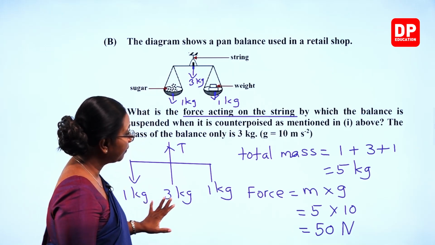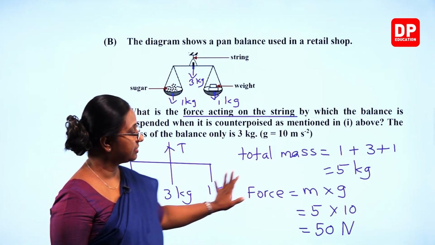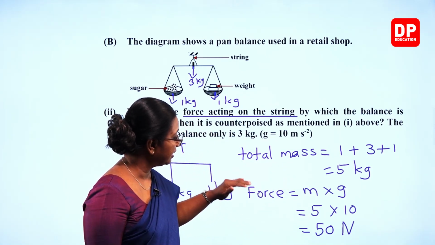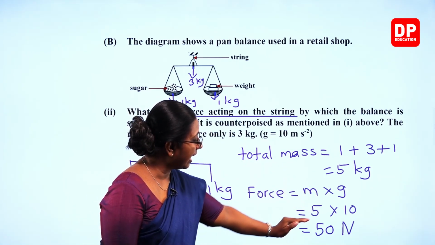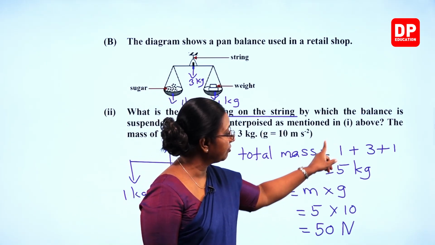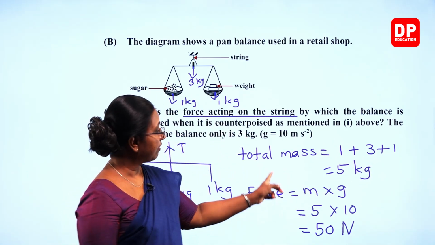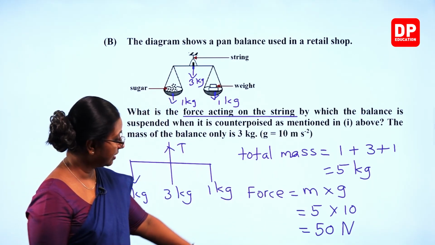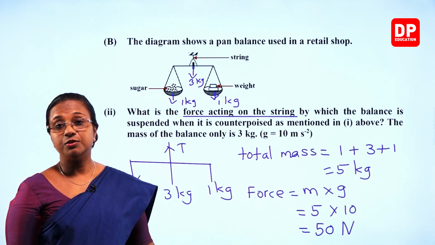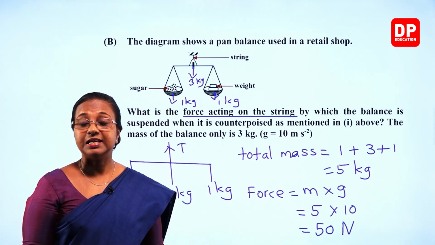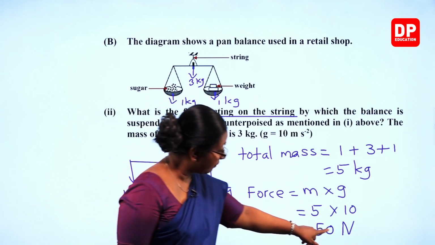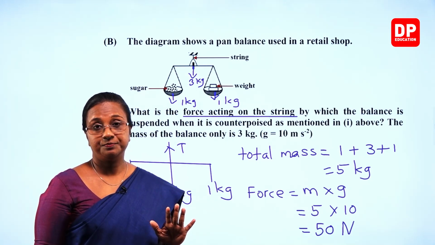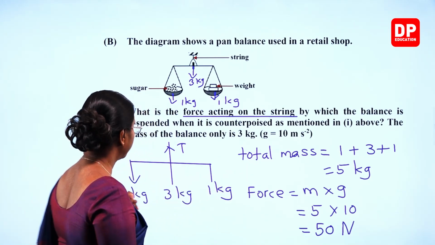Now, in your question paper, students, you don't have to draw this and all that. You need to only find the force. So if you write it as force F equals mg and 5 into 10, here itself you can show the addition also. 1 plus 3 plus 1, and then if you multiply by gravitational acceleration and find the value, 50 Newton, that is correct. Is that clear? So here also the final answer should have the unit, 50 Newton. With that, I'll move on to the next part.